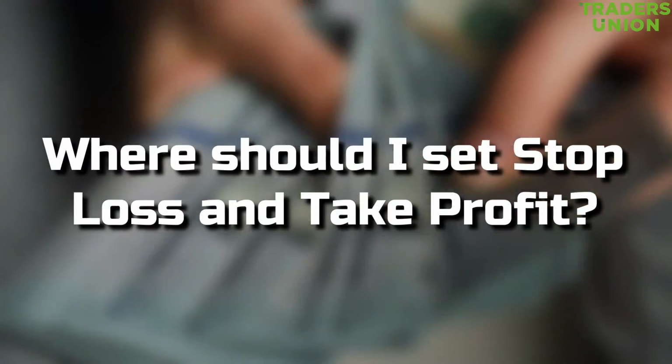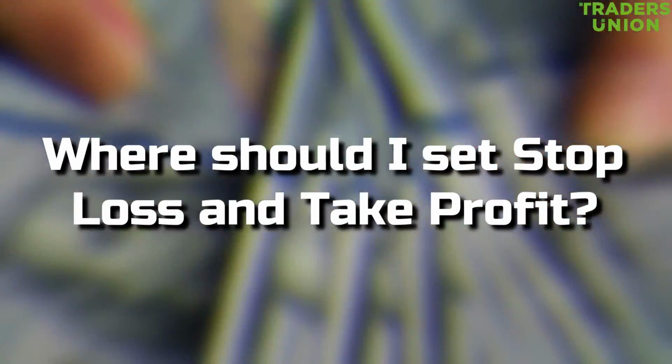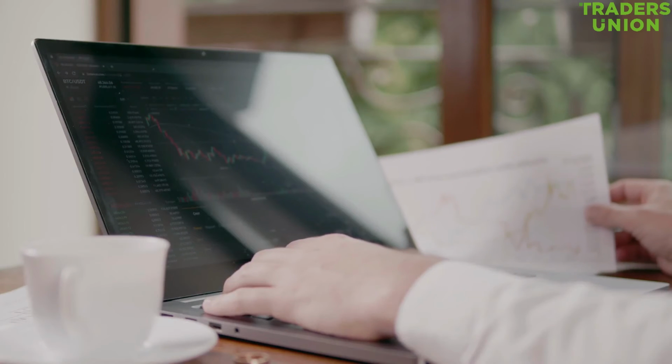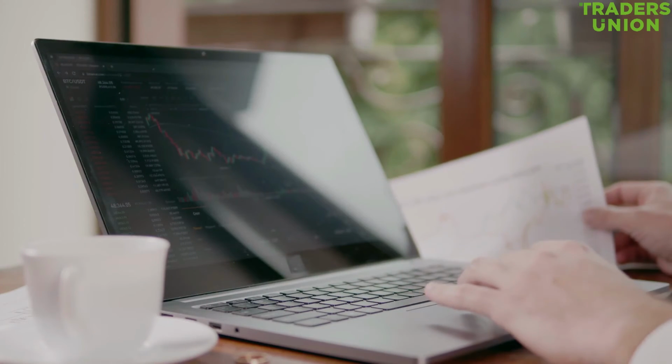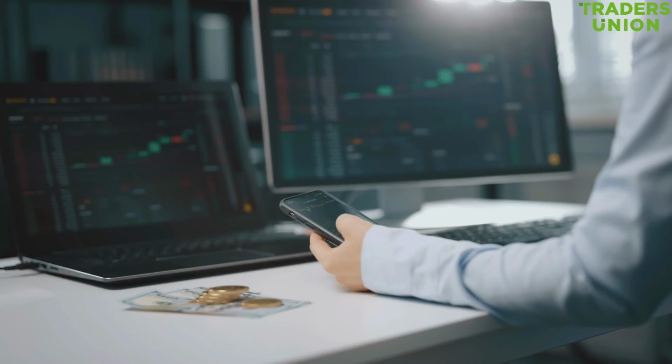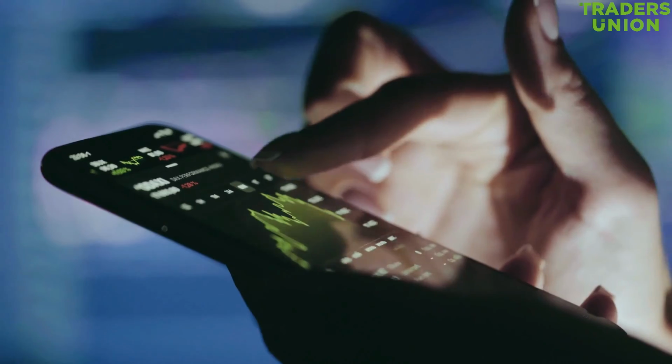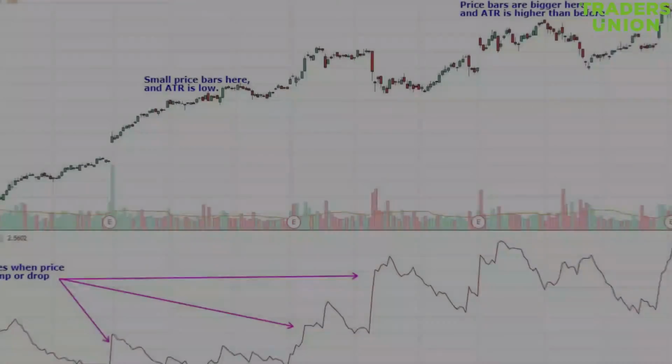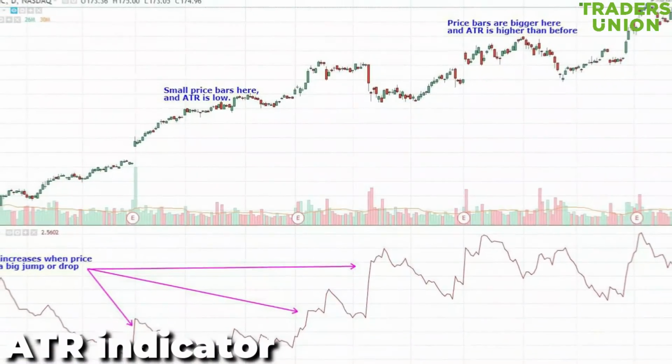Where should I set stop loss and take profit? For instance, the stop loss order should be placed outside the zone when the trade bounces, and the take profit order should be placed in the region of the opposite zone. It is not a must-follow regulation. When calculating the levels of safety orders, you have the option of using the ATR indicator.